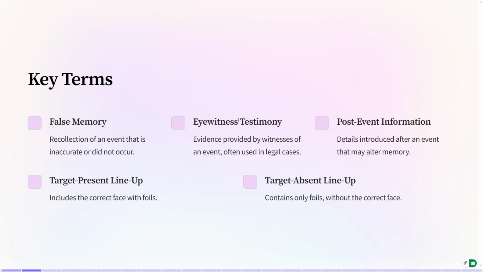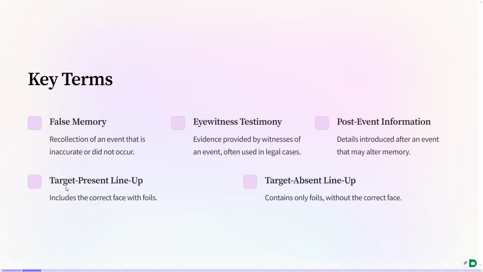All right. So eyewitness testimony: evidence provided by a witness of an event, often used in legal cases, right? Now, post-event information. This is detail introduced after an event, that is, a narration of the happenings. Okay. Right. We have target lineup. This is also another key term.